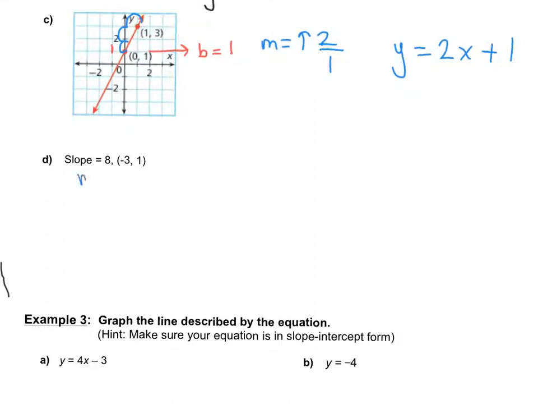Slope is 8. So m is 8, and now I have a point, 3 comma negative 1.